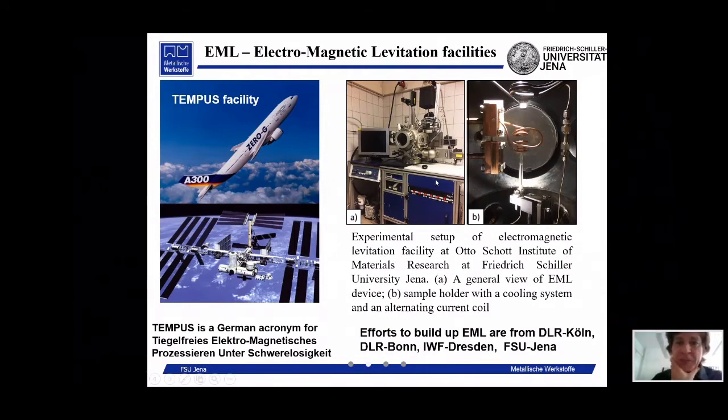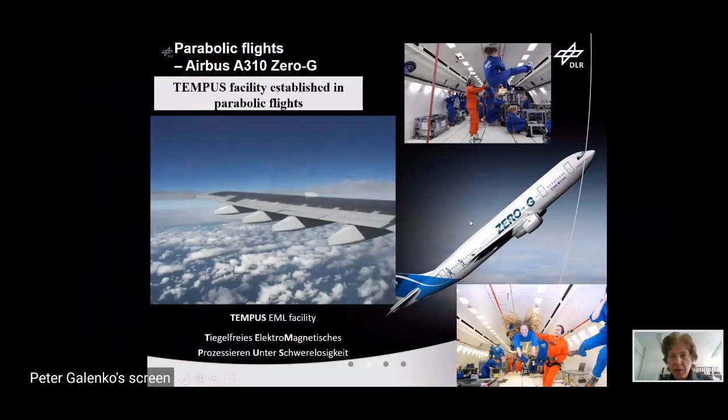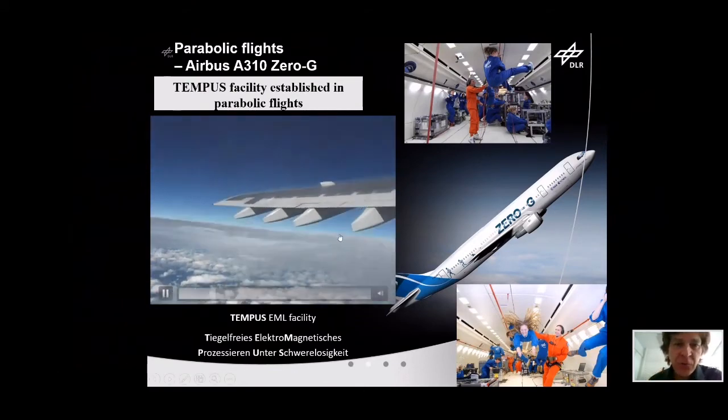This is typical equipment on the ground, and once again this is stationary equipment at the University of Jena. However, this equipment was installed in the TEMPUS facility in the special Airbus belonging to the ESA, European Space Agency, and we test our samples in electromagnetic levitators during several seconds when this Airbus goes up and then falls down. So now the Airbus goes up in order to fall down.